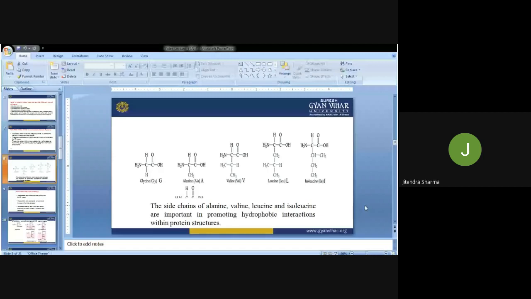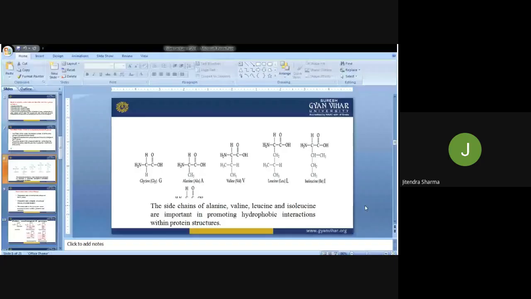These are the few important amino acids. Now you'll see the chemical structure, that both have an amino group and a carboxyl group, and they are in equal amount. The side chains of alanine, valine, leucine, and isoleucine are important in promoting hydrophobic interactions within protein structure.